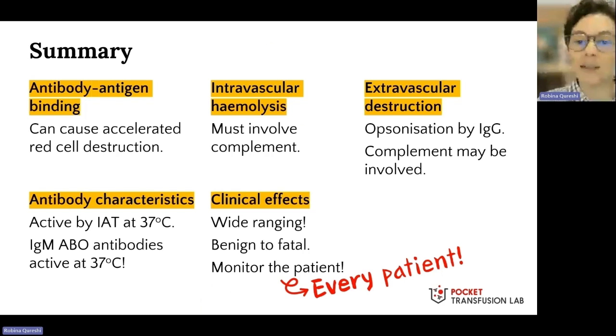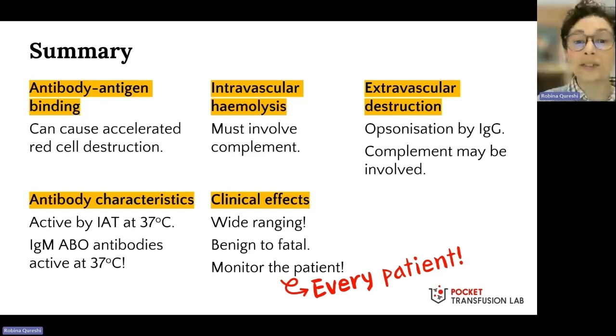Okay, so we're going to summarise now, and then hopefully if you've got any questions, we can get onto those. So we know that it's antibody binding to its corresponding antigen. It can cause accelerated red cell destruction. Okay, it's as simple as that. We try to avoid that wherever we can. If you've got intravascular hemolysis, then you've had complement, and it's gone all the way to membrane attack.